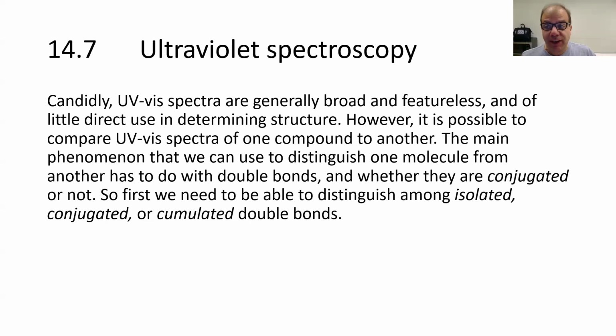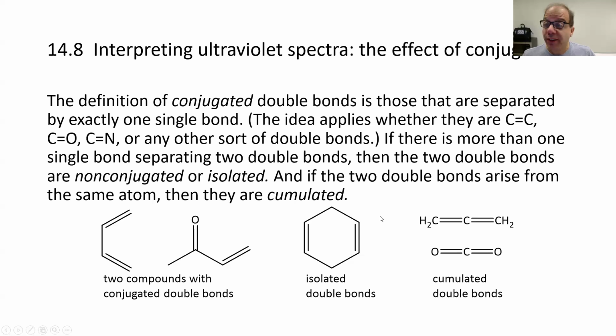And that's another reason that I like bringing this material up to the very front of the class. I really like having that term conjugated right here at the beginning of class. So we need to be able to distinguish among these three types of double bonds: isolated, conjugated, and cumulated, and especially look at this term conjugated. So the definition of conjugated double bonds is those that are separated by exactly one single bond.